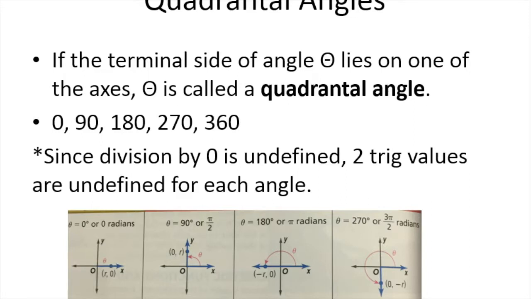Alright, one other set of angles that we're going to be talking about in particular today is what's called quadrantal angles. These are the angles where the terminal side lies on an axis. That occurs at 0 and also 360, which are the same spot, and then 90, 180, and 270. If it's occurring on an axis, then one of my values, either x or y, is going to be 0. And since we can't divide by 0, since it's undefined, two of the trig values are going to be undefined at each angle.